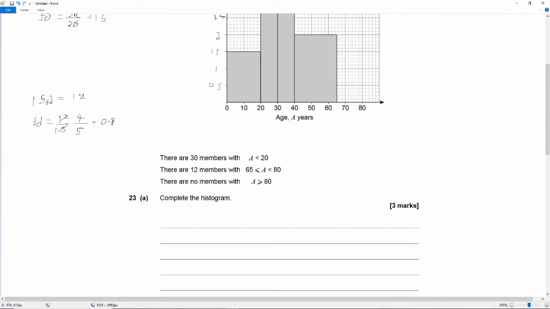So let's have a look. So 1, 2, 3, 4, 5. So 5 small squares is 0.5, and I want to go up to 0.8, so I need to go up 8 small squares. So that's 5, 6, 7, 8. So I want to go up to here. Right, so there we go. Okay, so that's our histogram completed.